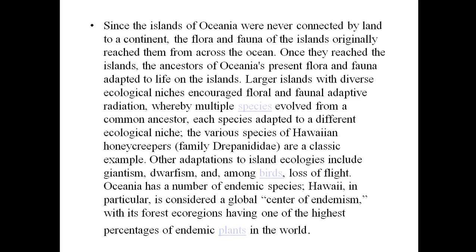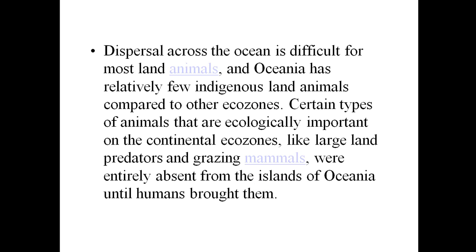There are many types of adaptation: gigantism, dwarfism, and even among the birds, loss of flight. Even Oceania has number of endemic species, especially Hawaii. So that's why Hawaii Island is considered as the global center of endemism, with this forest ecoregion having one of the highest percentage of endemic plants in the world. So that's why it is known as global center for endemism.